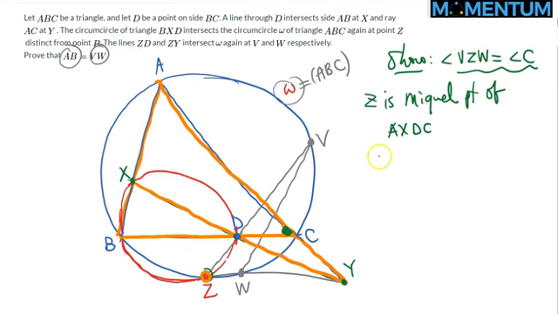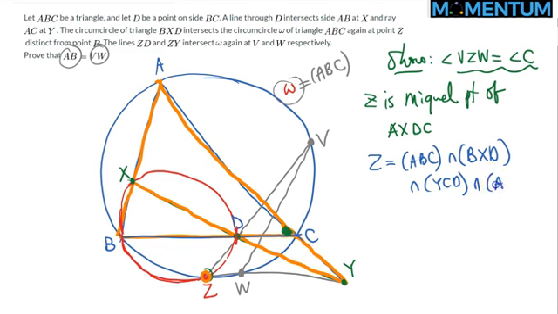So that makes sense. Therefore, Z is the intersection of the circumcircle ABC and the circumcircle BXD, which are given. But further, it should be on the circumcircle of YCD, as well as, which one's missing? AXY. So these two additionally also should pass through that point Z. But I don't even need this one. All I need is YCD.